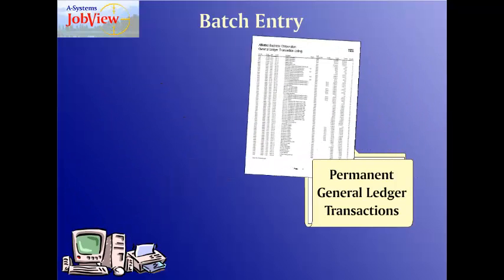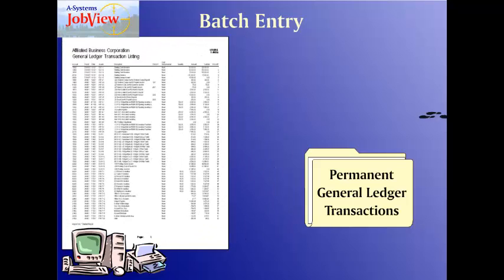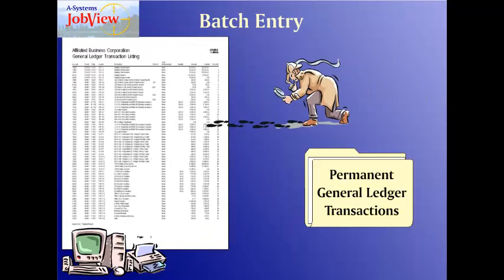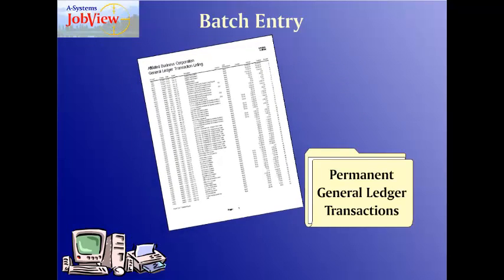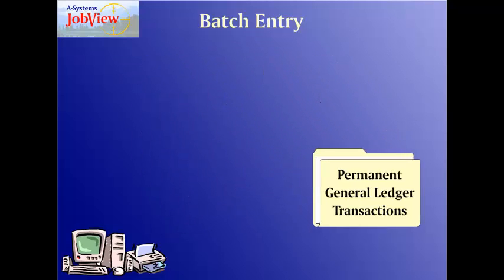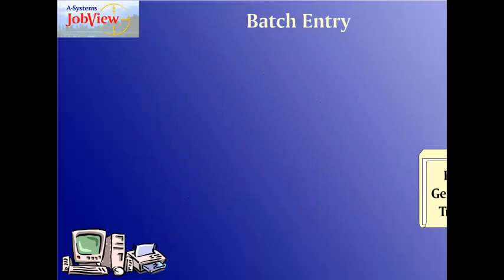This list of general ledger transactions is what we call an audit trail. This is a permanent trail that cannot be changed after the fact. A clear and unalterable audit trail is a sure sign of a high-quality professional job cost accounting software.